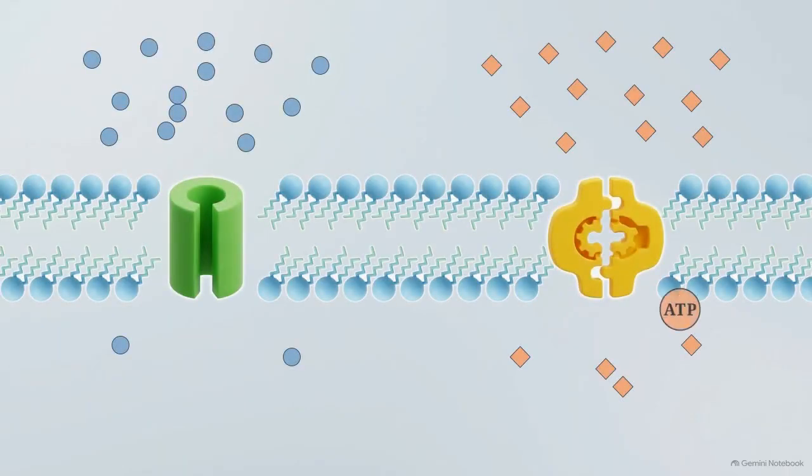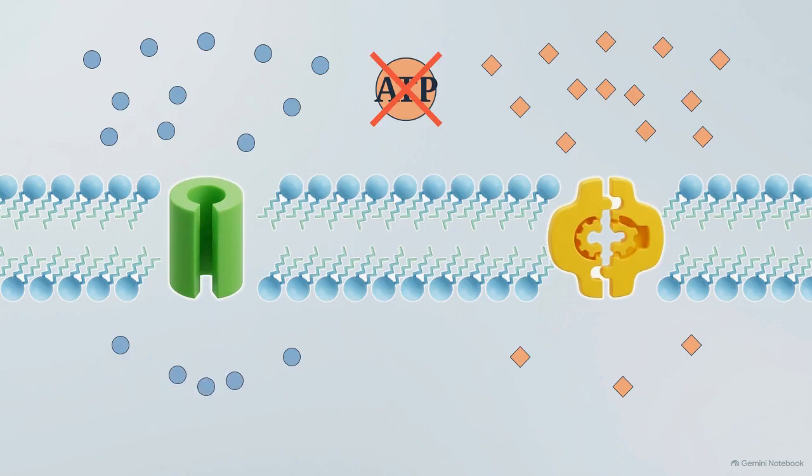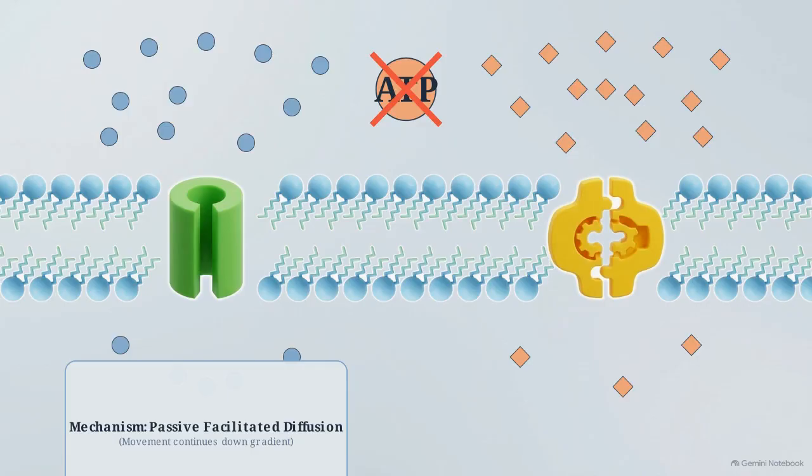AP reasoning depends on applying these rules to experimental evidence. If a scientist blocks ATP production, but a specific molecule continues entering the cell, we can infer the mechanism is passive facilitated diffusion. If transport halts completely the moment ATP stops, we deduce the process relies directly on active transport.